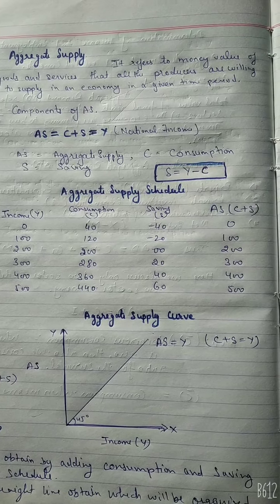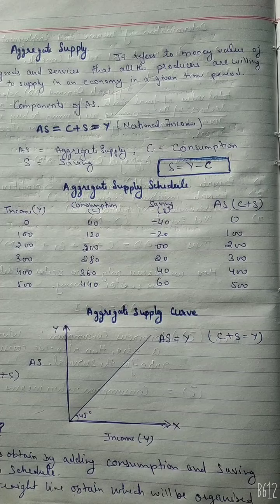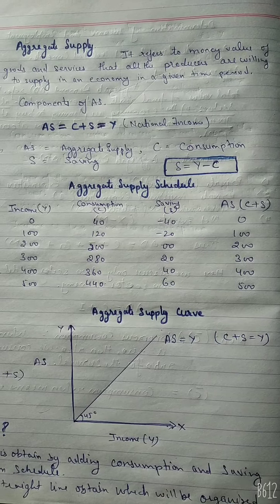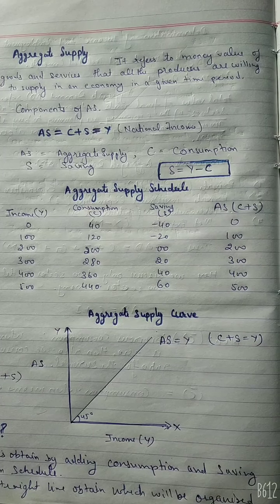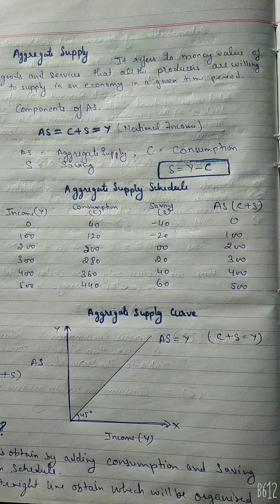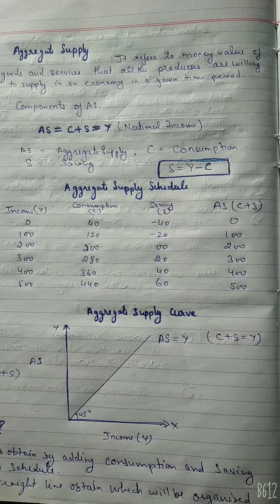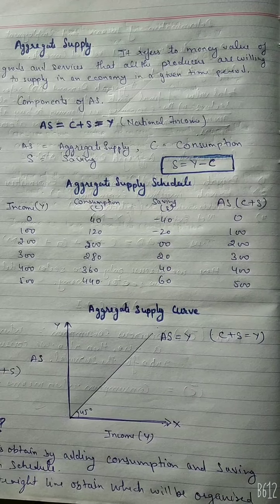Now we know the formula: aggregate supply is consumption plus saving. So by adding the consumption plus saving, we get 0, 100, 200, 300, 400 and 500. That is the aggregate supply in the economy.